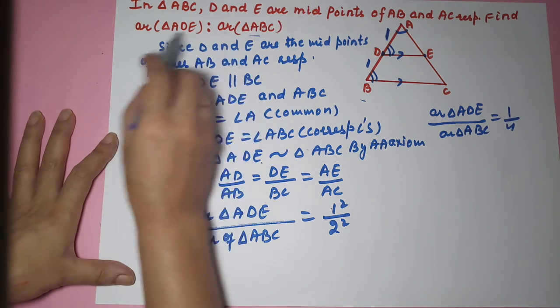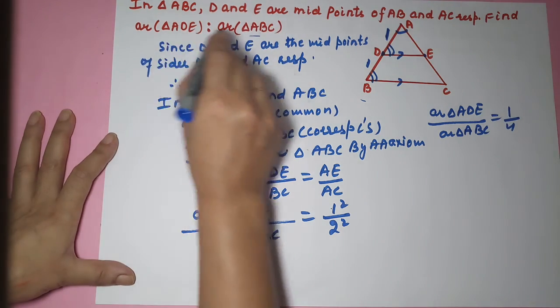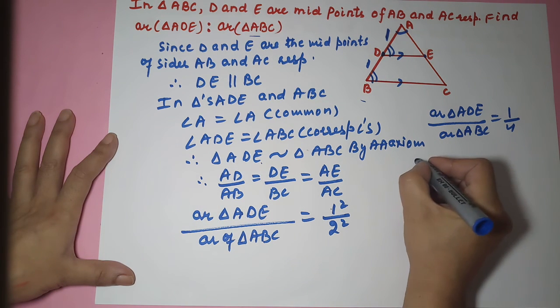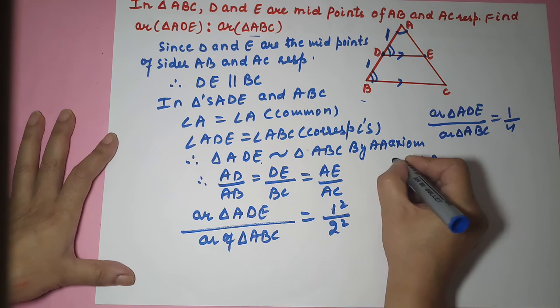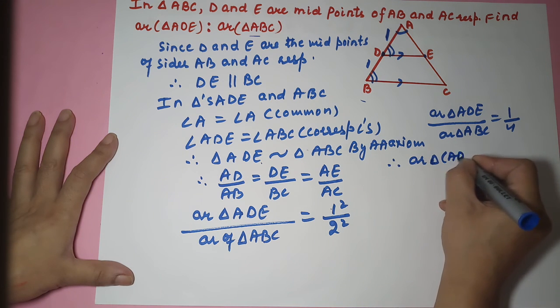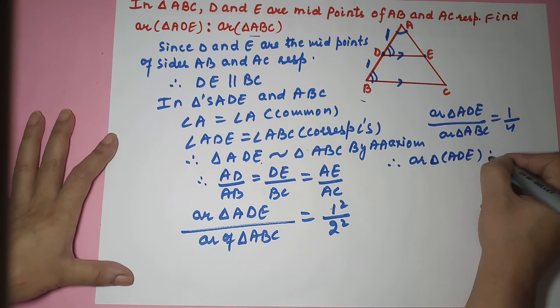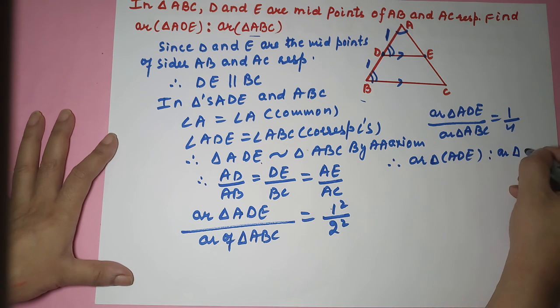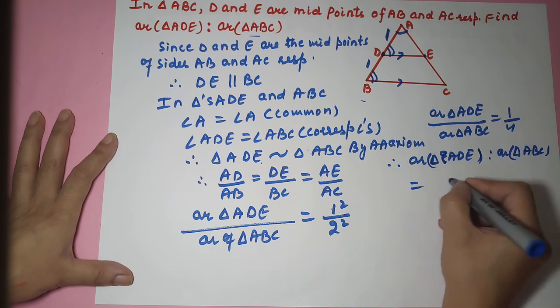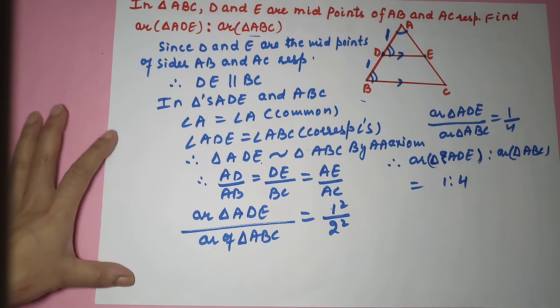Or if you are asked to write the answer like this, you should always write the answer like this. Otherwise, in board examinations, you will lose the marks. Therefore, area of triangle ADE is to area of triangle ABC, this should be inside, is equal to 1:4, right?